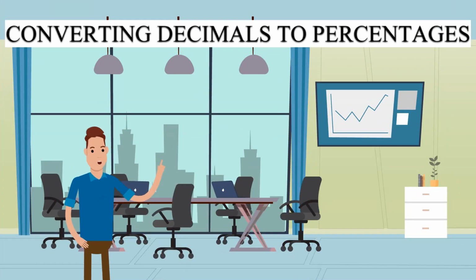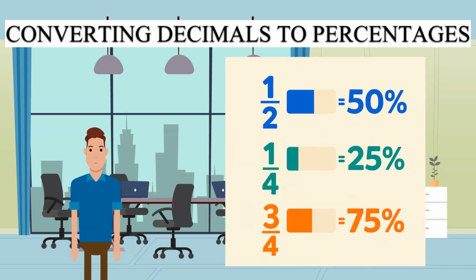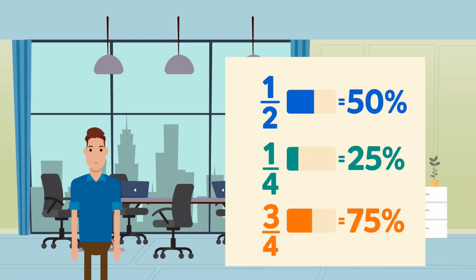To convert a fraction into a percentage, divide the numerator by the denominator and multiply by 100. For example, 1 divided by 2 equals 0.5. Multiply by 100 and you get 50%. 3 divided by 4 equals 0.75. Multiply by 100 and you get 75%.